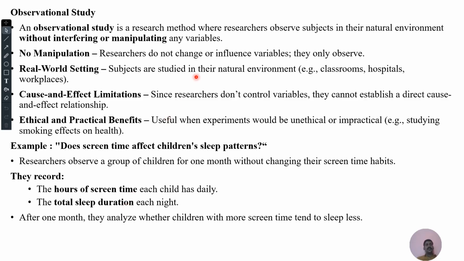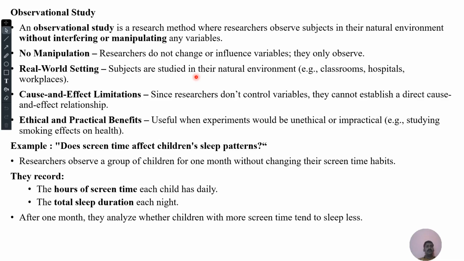Next topic is the observational study. An observational study is a research method. Researchers observe the subjects in the natural environment without interfering with or manipulating any variable. That is called an observational study. Researchers simply observe the outputs depending on the natural setting. Okay, what are the features? No manipulation. Researchers do not change any variable.